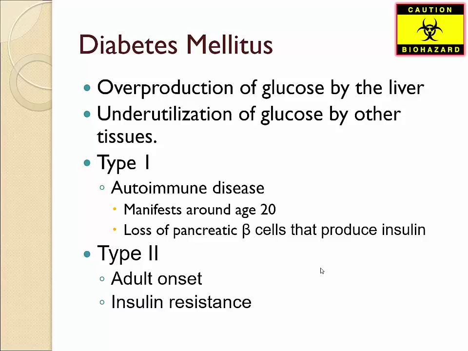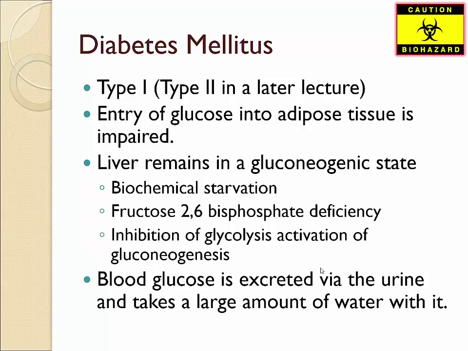Type 2, on the other hand, is adult onset. We're going to talk about type 2 a little bit more later on. Insulin resistance. These individuals need ways to clear glucose from the blood because they have actually developed a resistance to insulin. Type 1, okay, so we have entry of glucose into adipose tissue impaired, and so the liver remains gluconeogenic. You're in biochemical starvation because you're not getting the glucose to where you need it, and because you do not have the insulin to pull the glucose into cells.